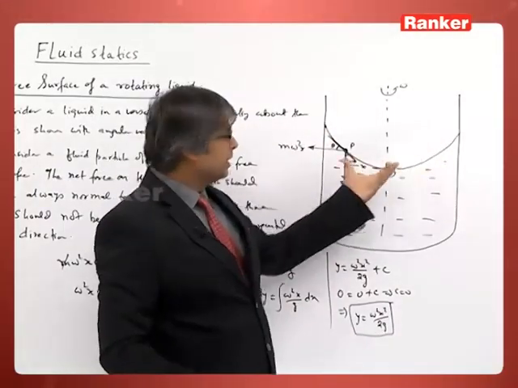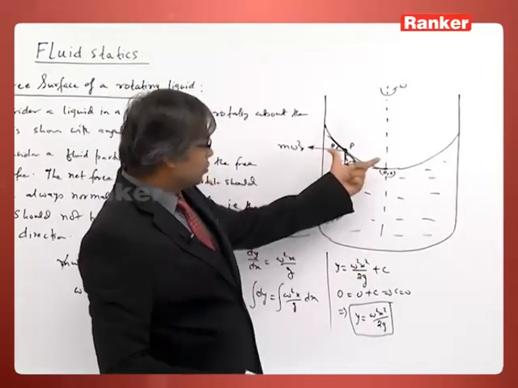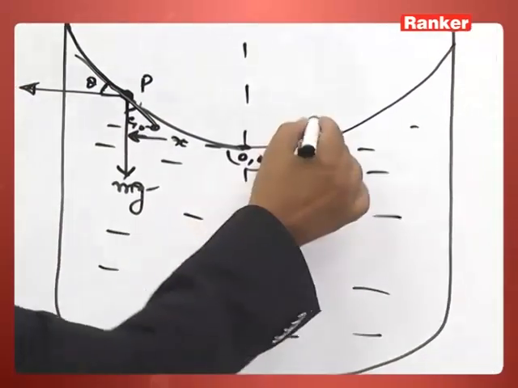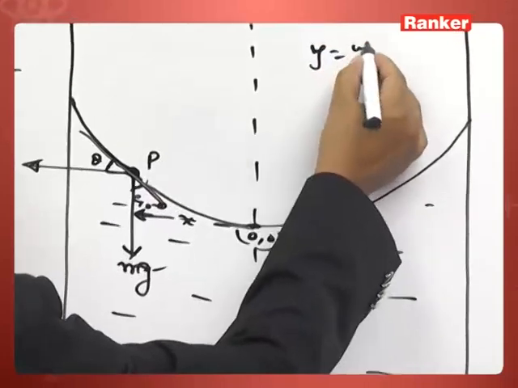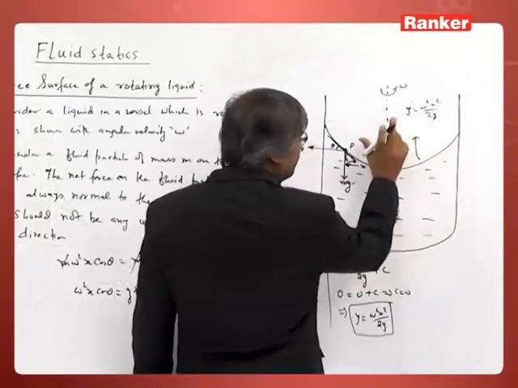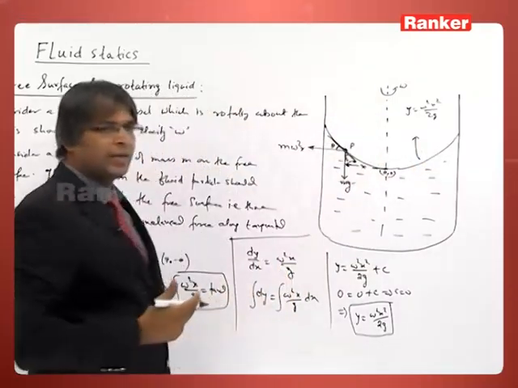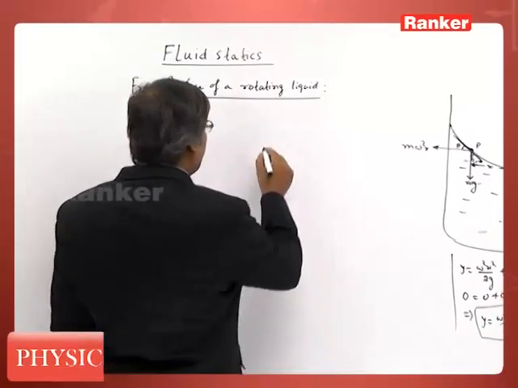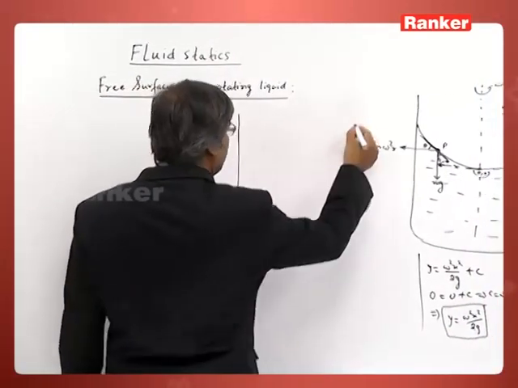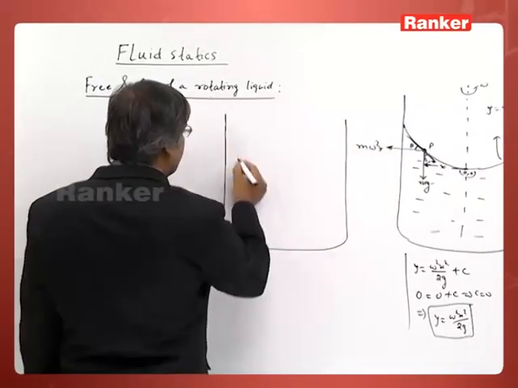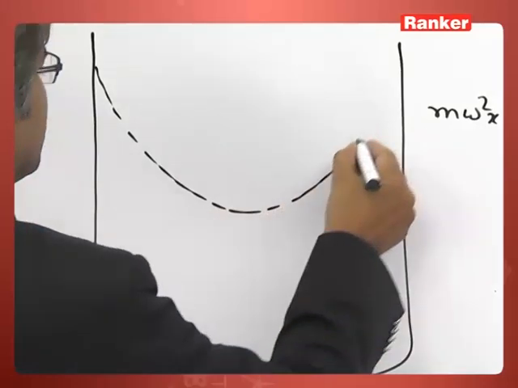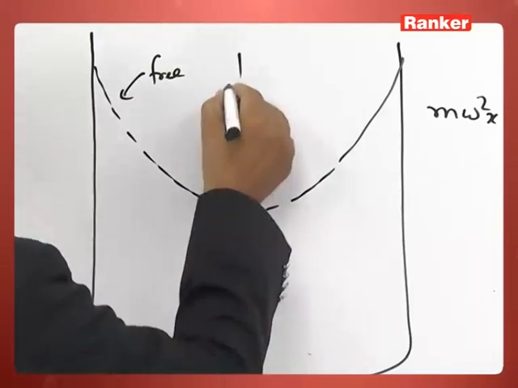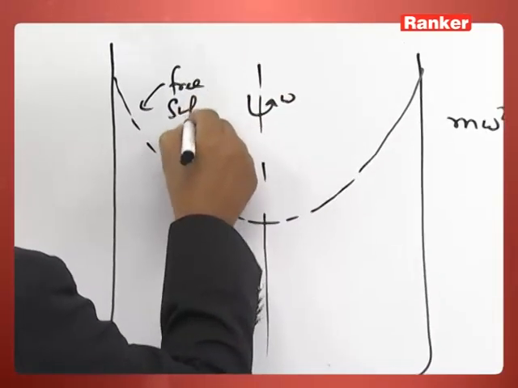This is a curve, but free surface is a surface. So, the surface generated by rotating this curve, y is equal to omega square x square by 2g, is a paraboloidal surface, which is the free surface. Now, suppose this is a vessel in which the liquid rotates with omega angular velocity, and this is the free surface.